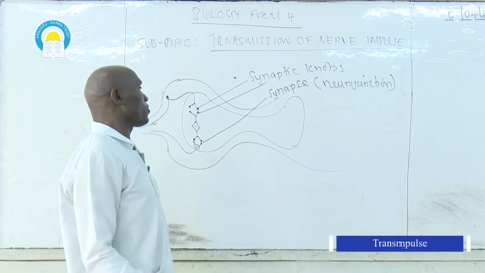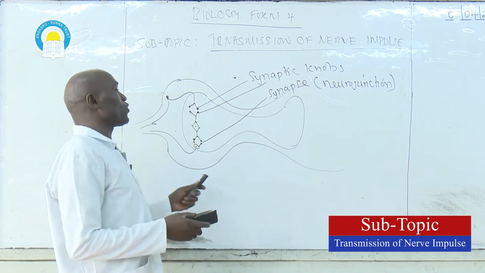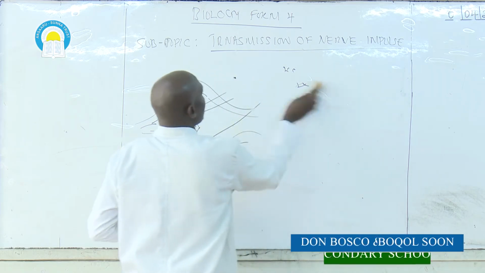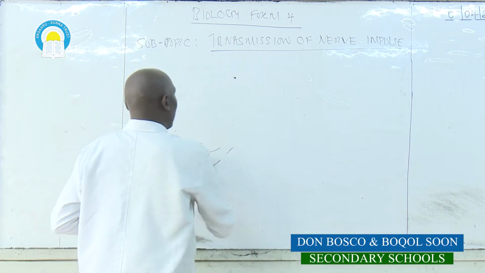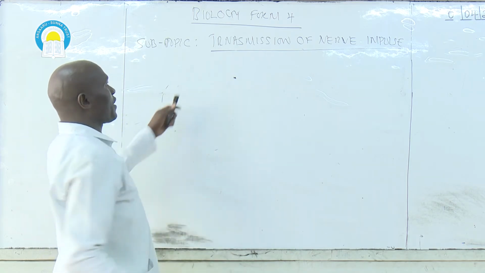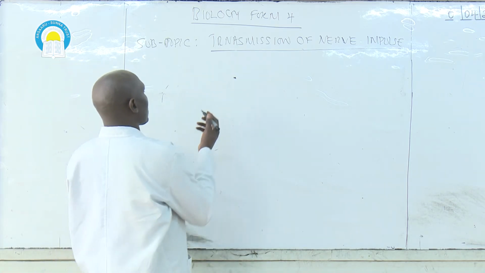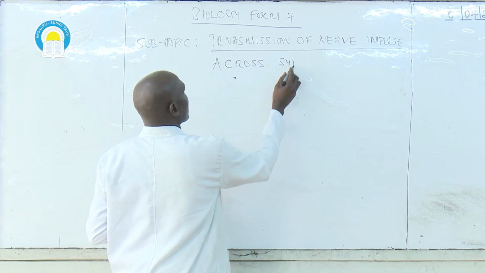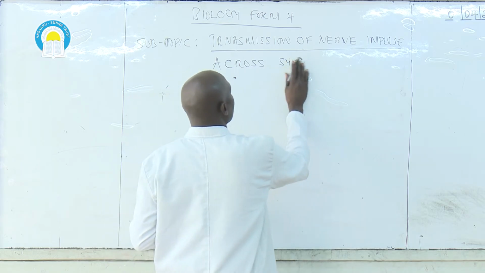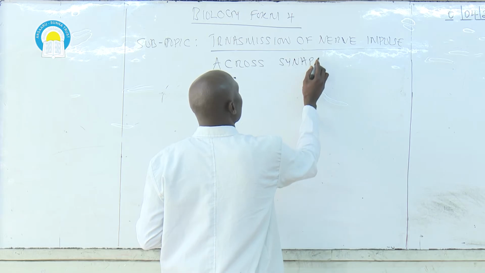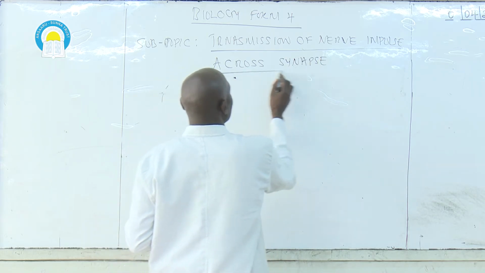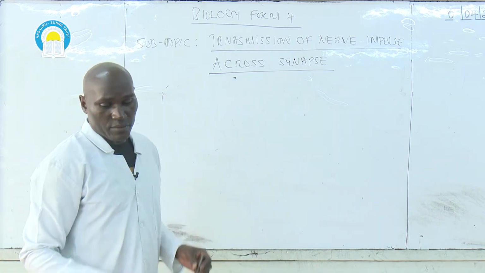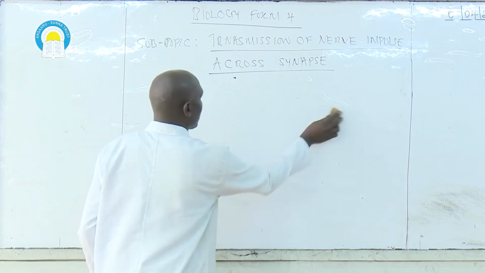So next thing that we want to look into is how nerve impulse is usually transmitted across a synapse. So transmission of nerve impulse across synapse. The synapse, you also say, is known as neurojunction. I'll draw a diagram to represent a synapse.